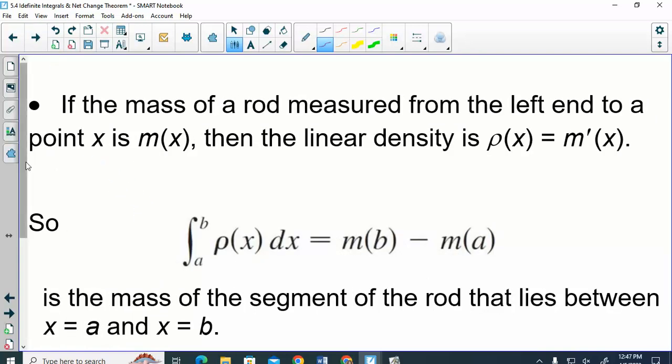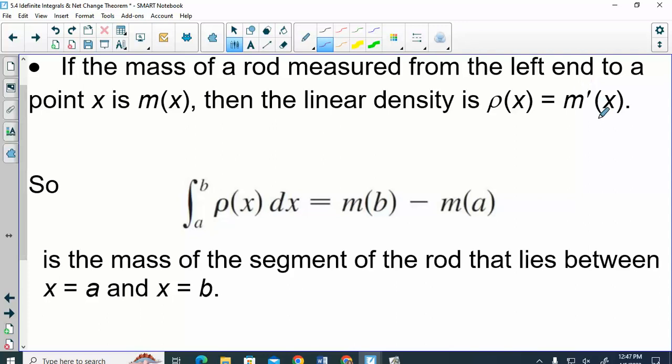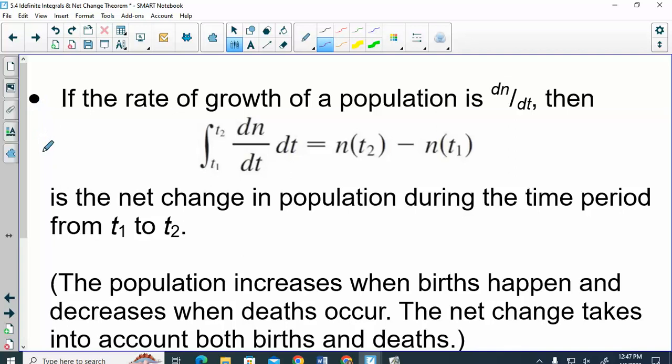If you were looking at mass, the derivative of that can give you the linear density. So if you do the antiderivative, it's telling you the overall mass between 2 points. We've talked about populations a lot. So a derivative can tell you the rate of change in a population. So an antiderivative would give you the net change. How much did our population increase or decrease by?